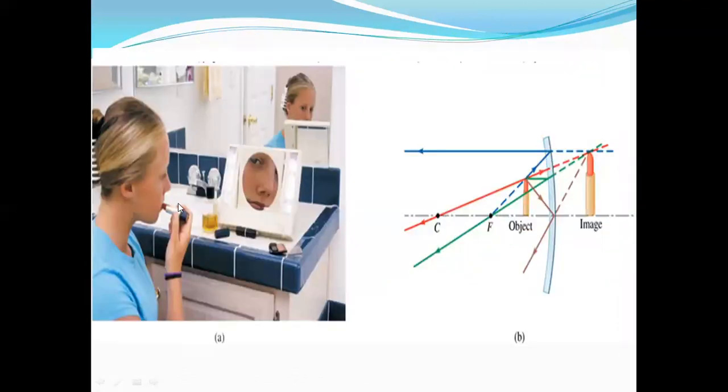And this is the practical use of a concave mirror. You see that the face of the girl appears larger when she sees her face in the mirror. This is the practical situation. I show you why the image is larger than the object. In this way, a concave mirror is used to make a larger image.